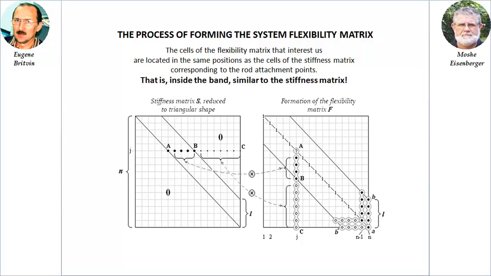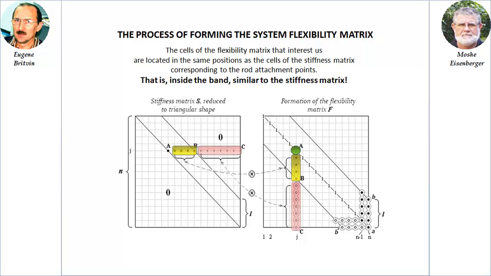Let, as a result of the reverse sweep procedure, all elements of the jth column lying below the main diagonal be calculated. To find the diagonal element indicated by the question mark sign, it is necessary to multiply the previously calculated elements of the jth column of the formed flexibility matrix by the elements of the jth row of the stiffness matrix. Then subtract the resulting sum from the unity element A of the matrix located on the right, and divide the result by the diagonal element of the stiffness matrix, element A of the matrix located on the left.